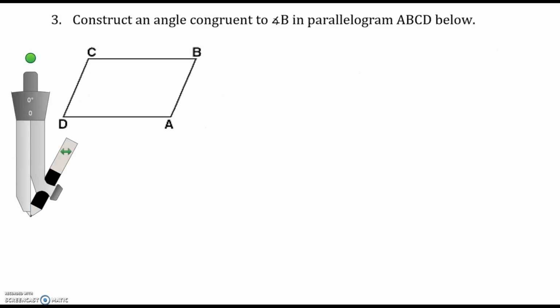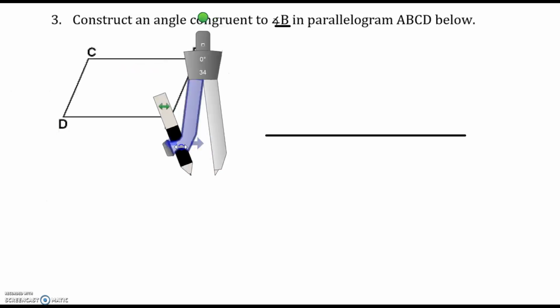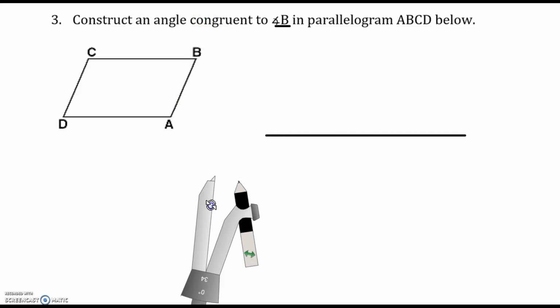All right, same concept with this one. We're copying angle B. So we're going to give ourselves a place to put angle B. And then we're going to make some measurements. So for angle B, we are going to put the compass on angle B. We're going to open it and swing an arc so that it crosses through angle B in two spots.